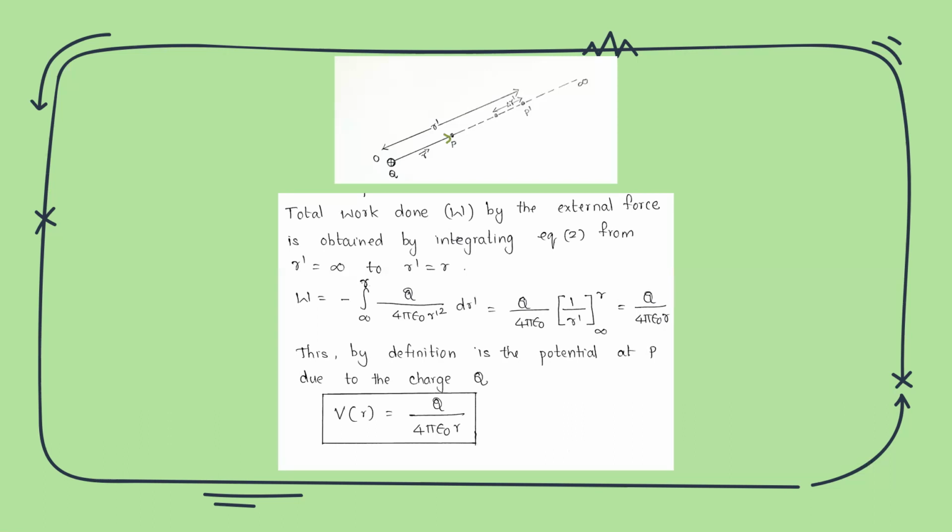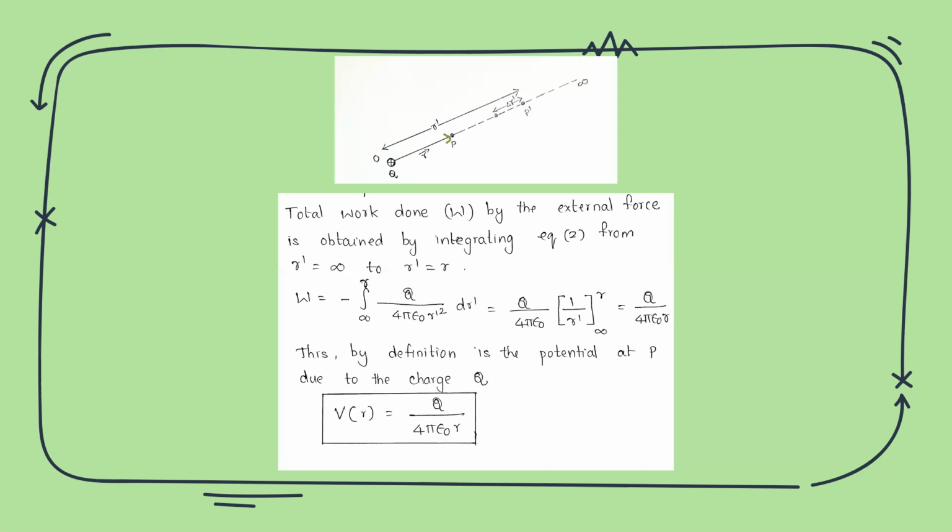This, by definition, is the potential at P due to the charge capital Q. By definition means, many times I have defined, it is nothing but the work done to bring a unit positive charge from infinity to the point P, which is nothing but the potential at the point P. Therefore, this is the expression for the potential, that is V of R, the potential at the point P, which is at a distance R from the origin, is equal to Q by 4 pi epsilon naught R. So once again I tell, the potential at the point P is nothing but the work done in bringing a unit positive charge from infinity to the point P, which is at a distance R from the origin where capital Q is placed.